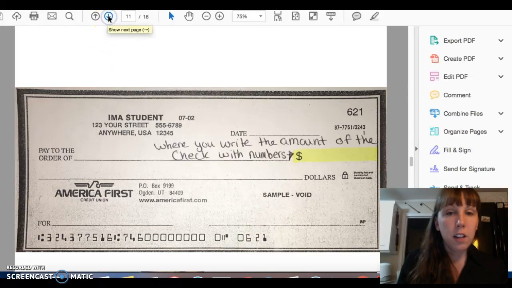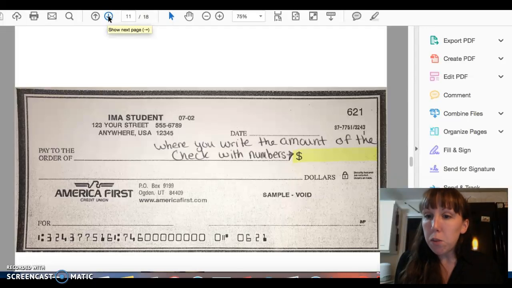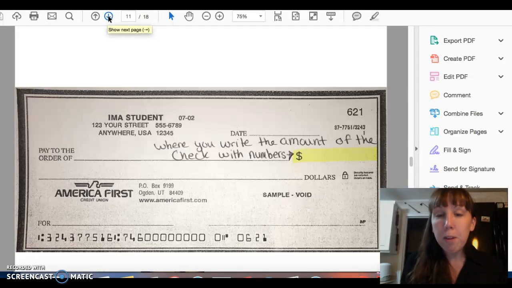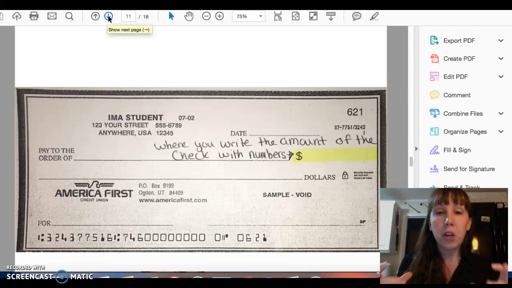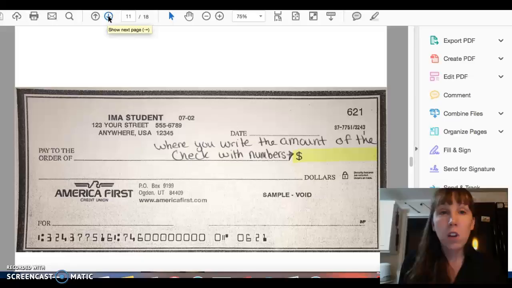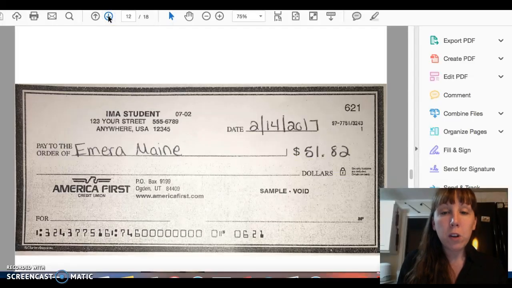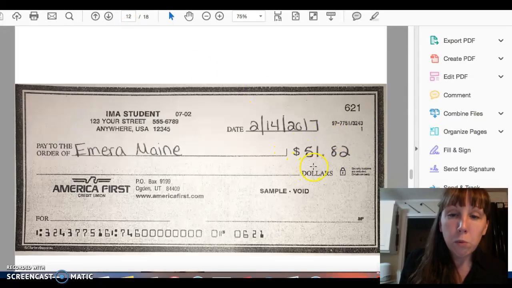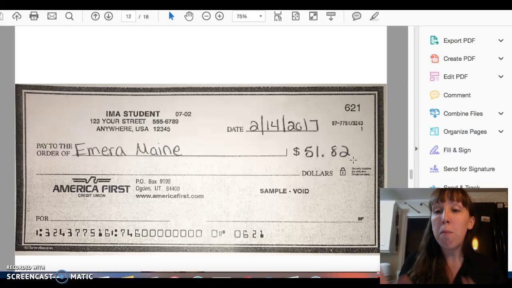Okay? Next, we're going to talk about this box, which doesn't look like a box so much on this particular check, but there's always a box, and this is where you're going to write the numerical amount. Okay, so this is how much you're writing your check for, but this is going to appear as numbers. So the amount I'm going to write my check for is $51.82, and so I have my numbers written in there for the amount that I want my check to be for.